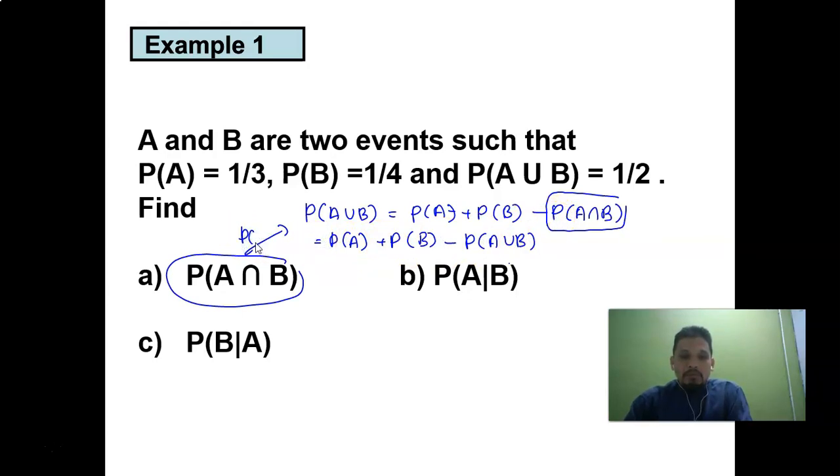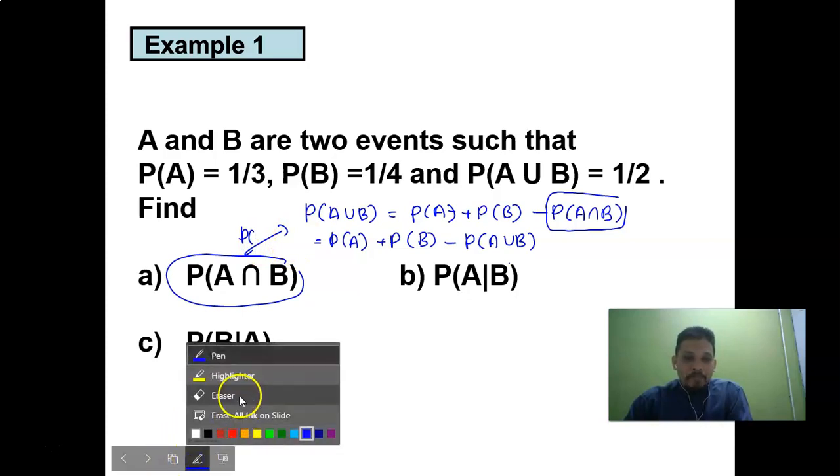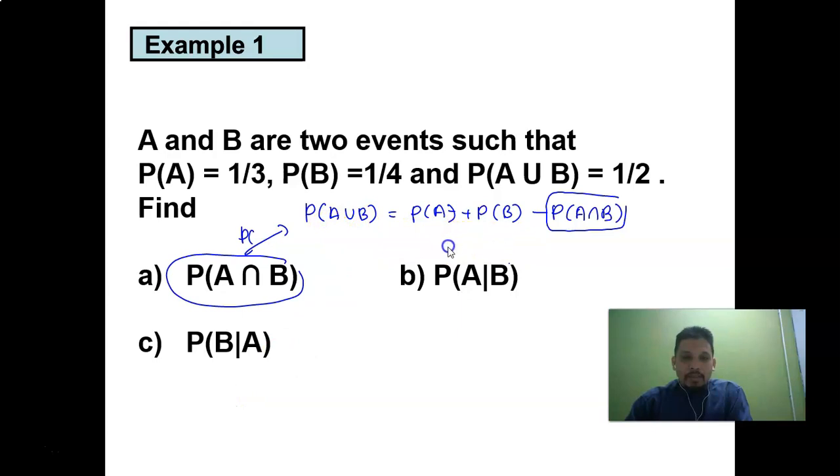equal to the probability of A intersect B. Okay, so then bring these two to the left side, become negative and multiply with negative, so then probability of A intersect B equal to the probability of A plus probability of B minus probability of A union B. Okay, so then probability of A equal to 1 over 3 plus probability of B, 1 over 4, minus probability of A union B, which is 1 over 2.